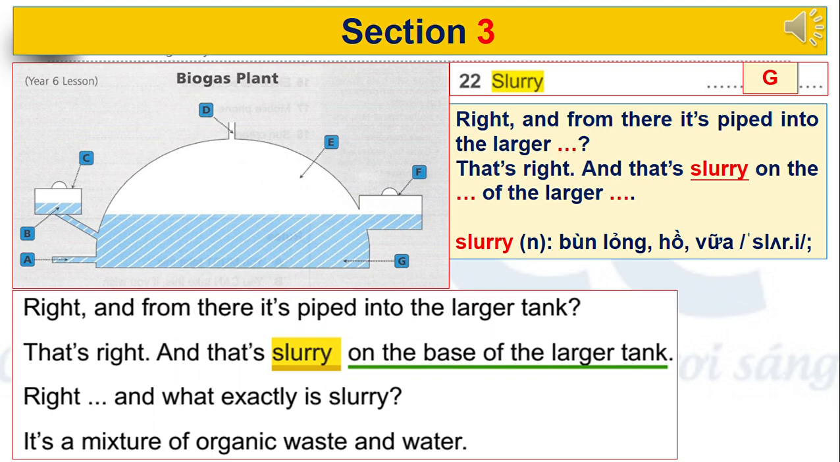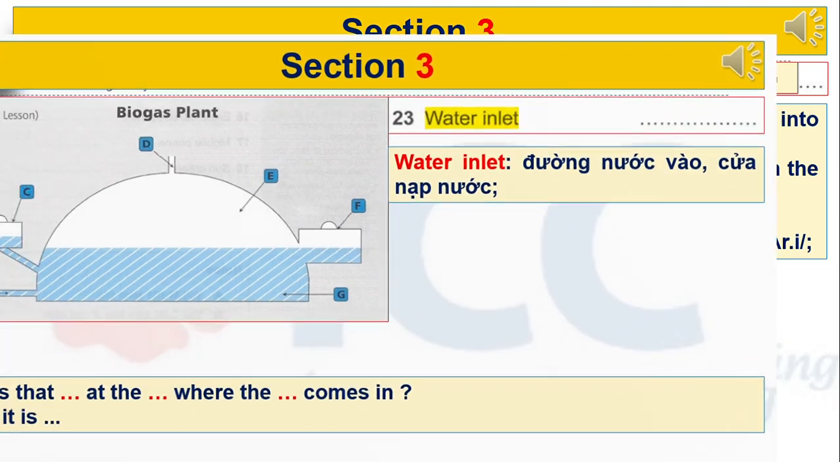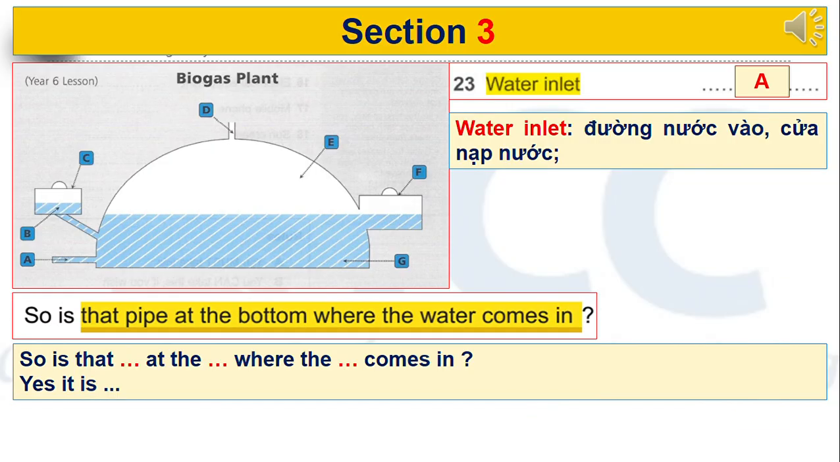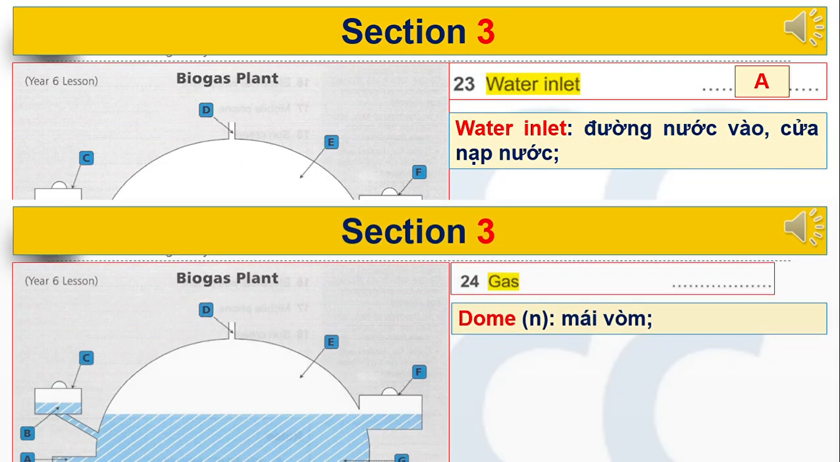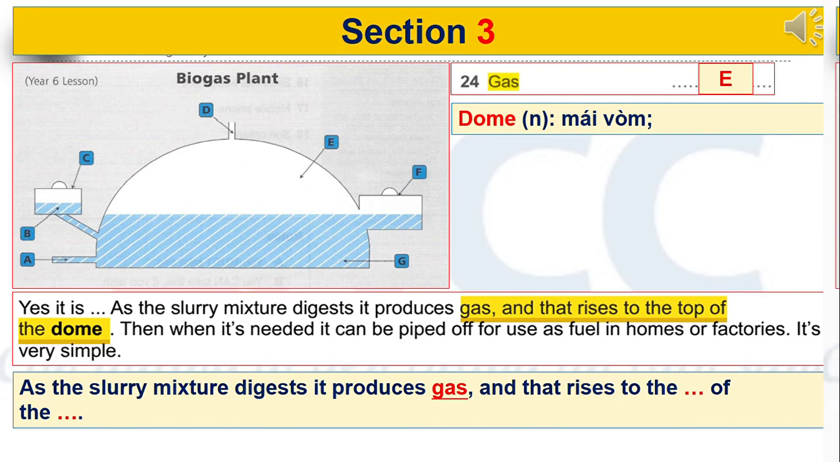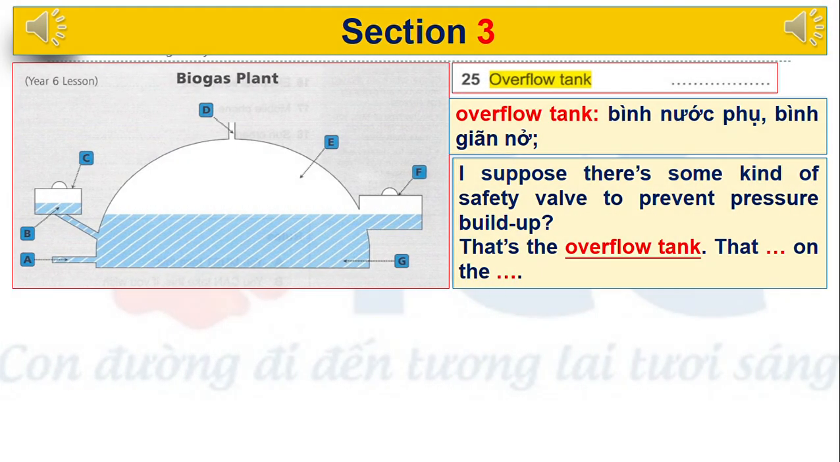Right. And what exactly is slurry? It's a mixture of organic waste and water. So is that pipe at the bottom where the water comes in? Yes, it is. As the slurry mixture digests, it produces gas, and that rises to the top of the dome. Then, when it's needed, it can be piped off for use as fuel in homes or factories.